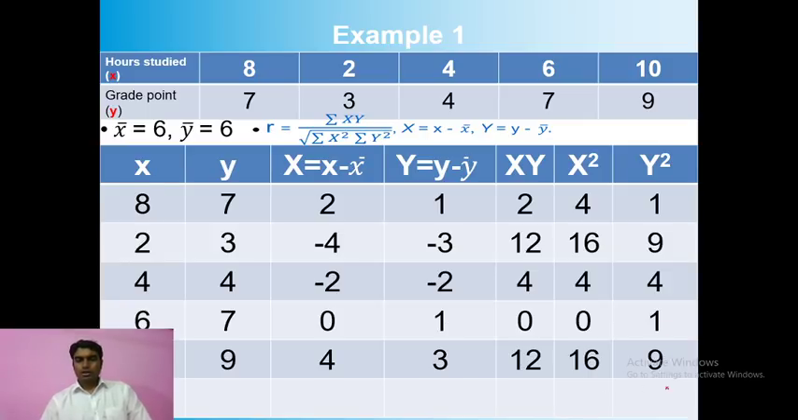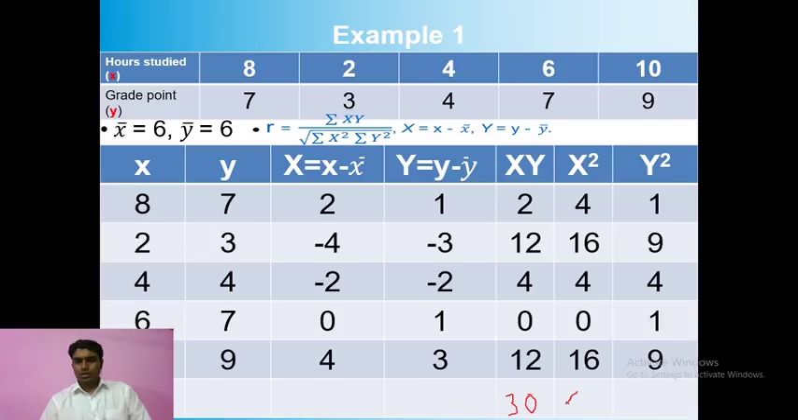Then we have to find the sum of all these last three columns. If I sum up this one, it will be 2 plus 12 is 14, plus 4 is 18, 18 plus 12 is 30, right? And the next column, that is 4 plus 16 is 20, and 20, and that is also 20.